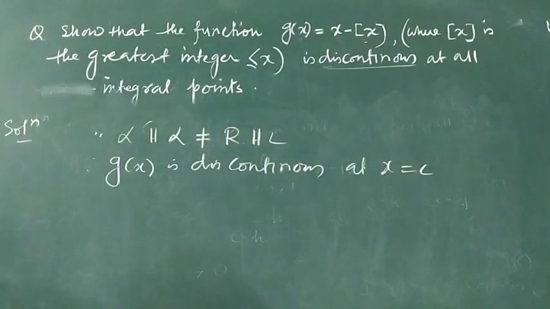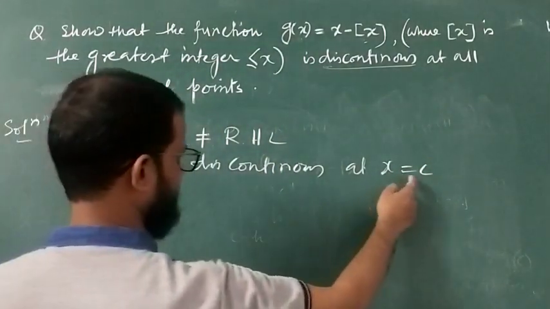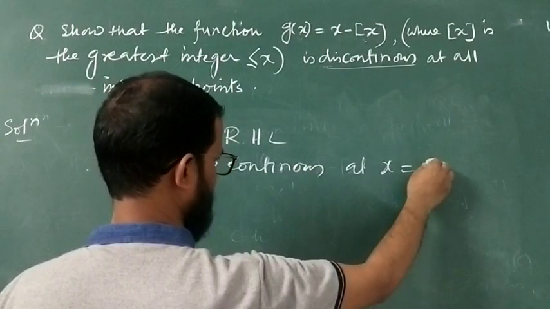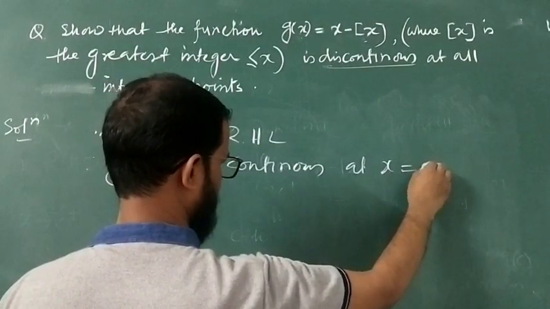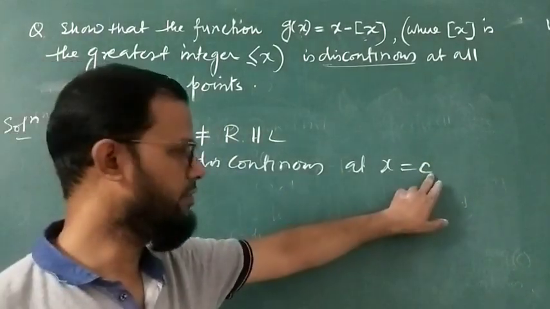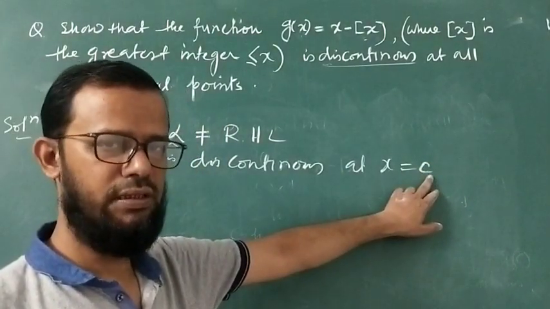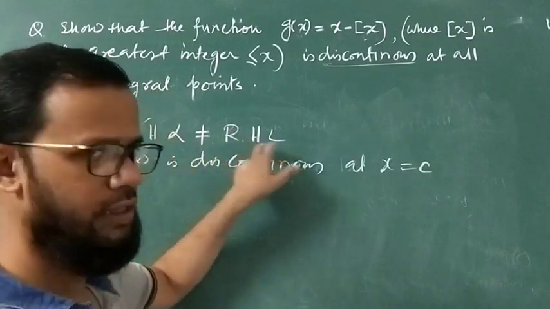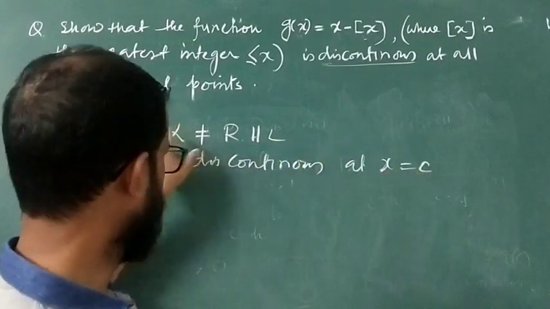But what is c? C is any integer. It can be 0, it can be 1, it can be 2, it can be -1. Replace the value of c: if you take c as 0, then what will the limiting value be? Left hand limit not equal to right hand limit. For x is equal to 1, left hand limit not equal to right hand limit.